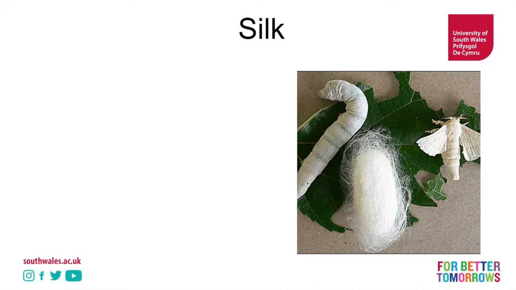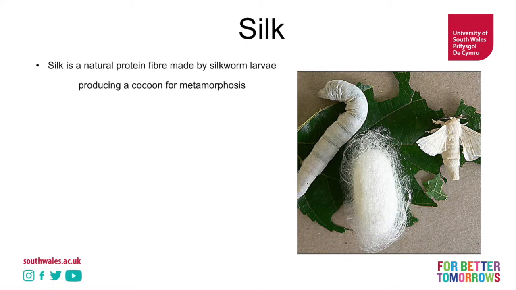Lastly, in our protein fibres, we have silk. So silk is a natural protein fibre made by the silkworm larvae, producing a cocoon for metamorphosis. And we can see here we have our larvae, then we have our cocoon, and then we have our silk moth. Now silkworms will only eat mulberry leaves, so they're often produced where lots of mulberry trees are grown, or mulberry trees are grown for the sole purpose of producing silk. Now, high quality silk is made from one cocoon unwound without breaks. So that means that the cocoon is taken and the single filament is unwound.